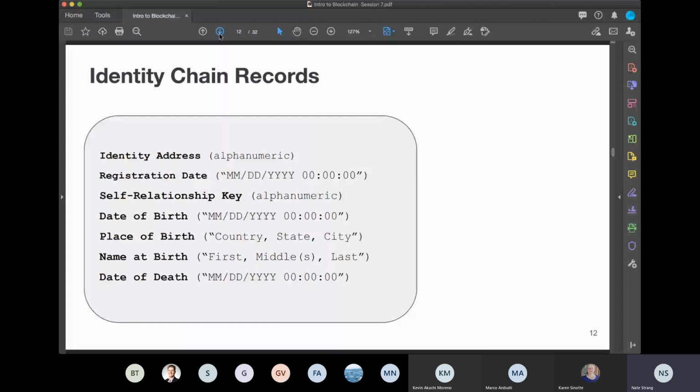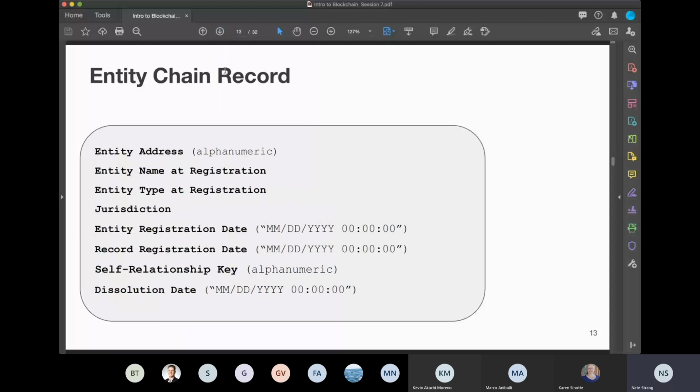This is our record on the entity chain. Again, we have our address, which locates us and identifies us in the system. We have the entity's name, could be the company's name, at registration, and the type of entity at registration. And again, we are signifying this as at registration because these things can change. I may register my company as an LLC, become a corporation later on as I go, but that's going to be updated using a relationship with whatever legal body helped me process that change to my entity. We'll look at that later on too.